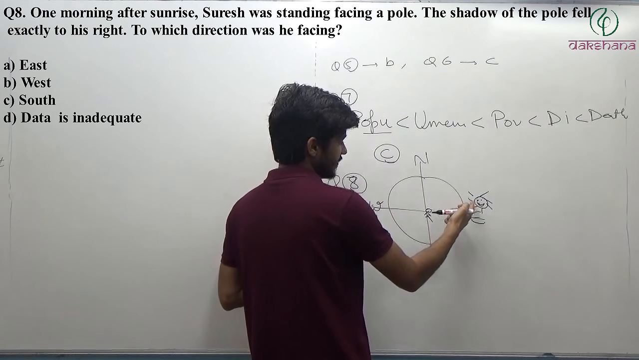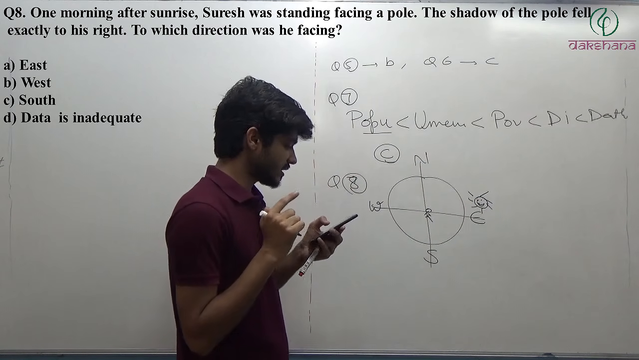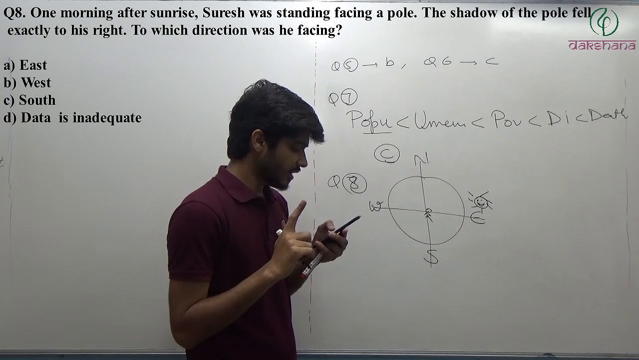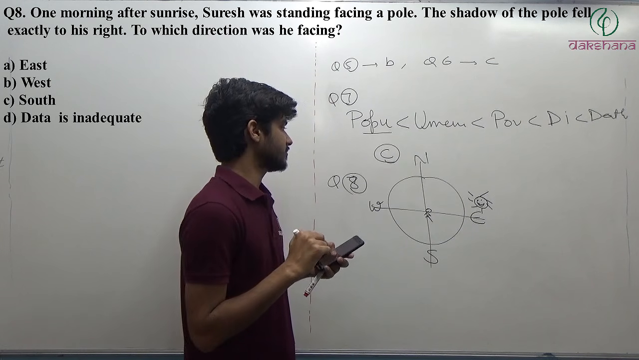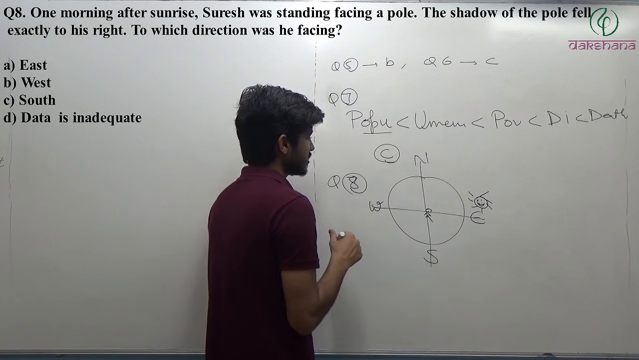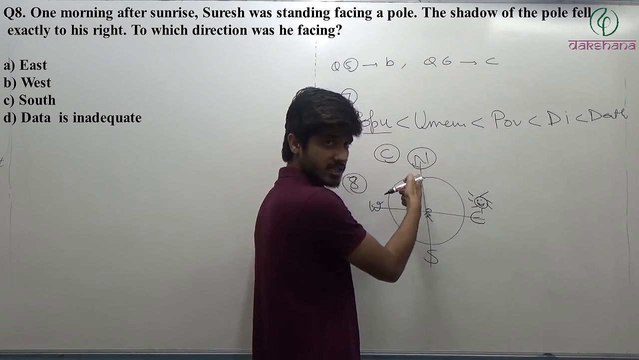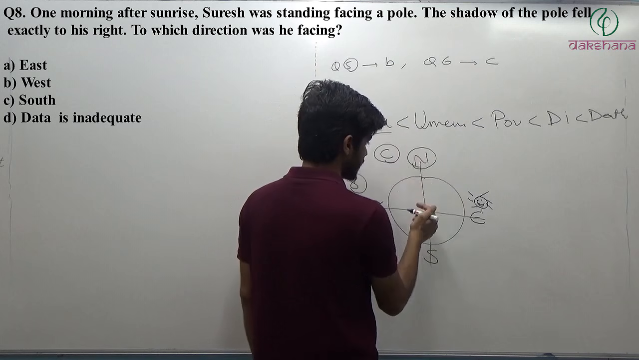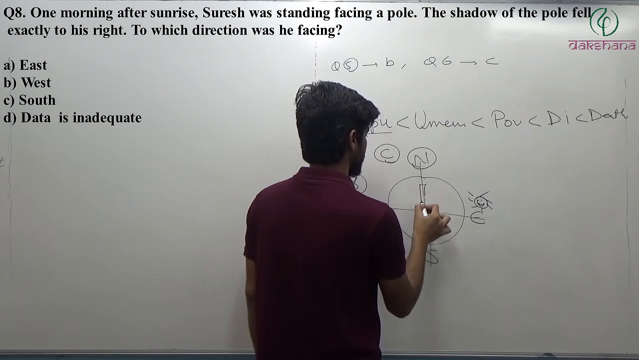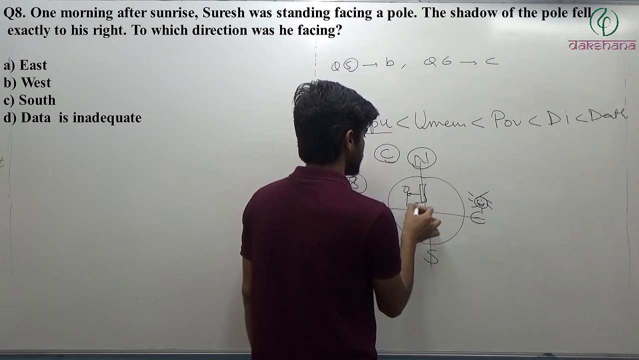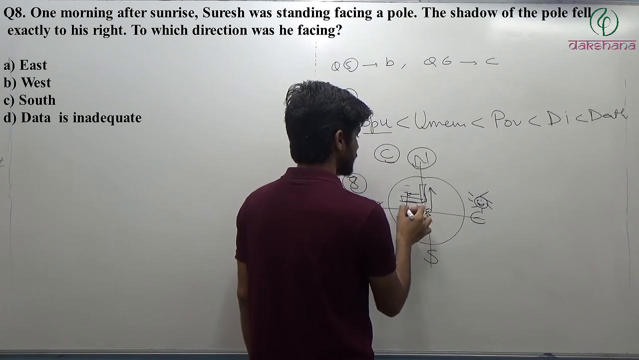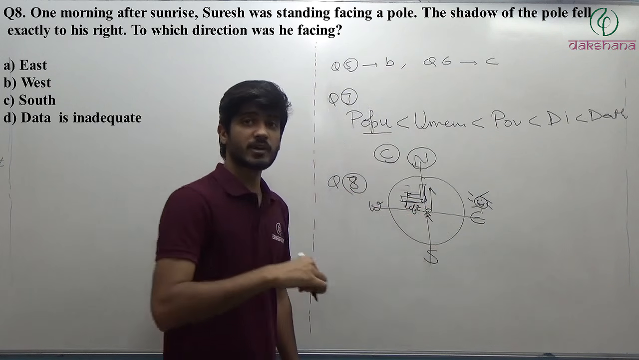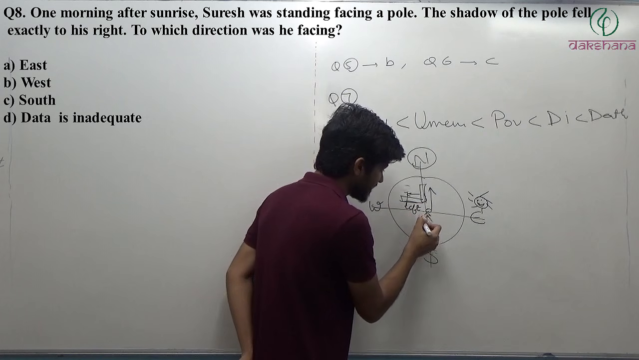Okay, if the sun is here, right, the sun rises in the east, everybody knows that, and the shadow has to be exactly to his right. So if this guy is facing this pole, I mean this side, if he is facing north, then the pole would be here and the shadow would form on this side. That would be his left, right? But the shadow is forming on the right side. So this guy is facing this side.